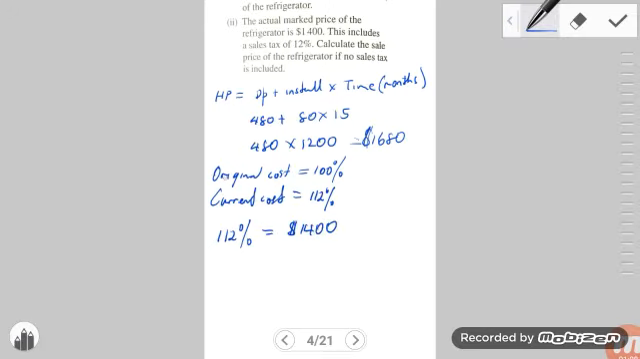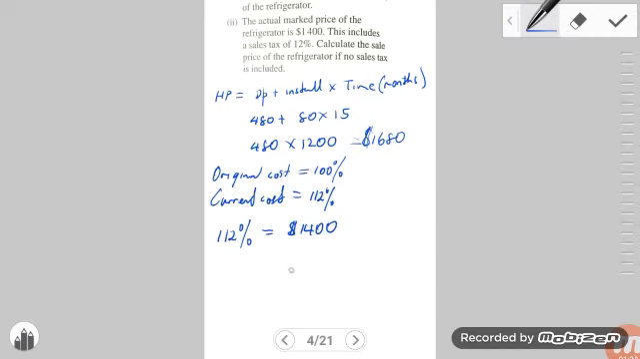And since we already laid out that the original cost is 100% and we don't know what it is, we know the current cost is 1,400 and the current cost is inclusive of 12% tax. We just simply added the 12% to 100 to get 112%. And that's what's causing the refrigerator to have a total of 1,400.